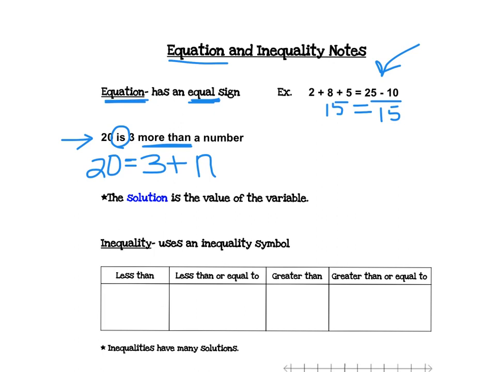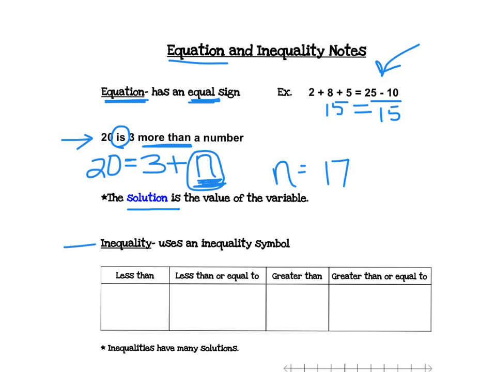You guys did a Buzz Math assignment last week, and you were finding the value of that variable. We call that the solution to the equation whenever you find the value of that. So if 20 is 3 more than a number, this number must be 17, because we know that 3 plus 17 is equal to 20. So we could say that we just solved that equation because we found the solution.